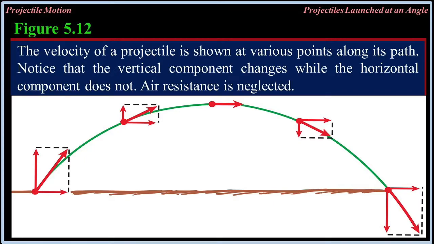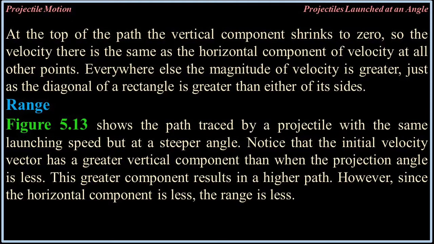Here is another shot of 5.11 with Table 4.3 in the upper left-hand corner for your perusal. And then Figure 5.12, the velocity of a projectile is shown at various points along its path. Notice that the vertical component changes while the horizontal component does not. Air resistance is neglected. At the top of the path, the vertical component shrinks to 0, so the velocity there is the same as the horizontal component of the velocity at all other points. Everywhere else, the magnitude of velocity is greater, just as the diagonal of a rectangle is greater than either of its sides.